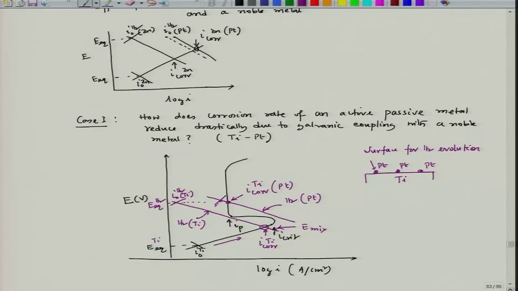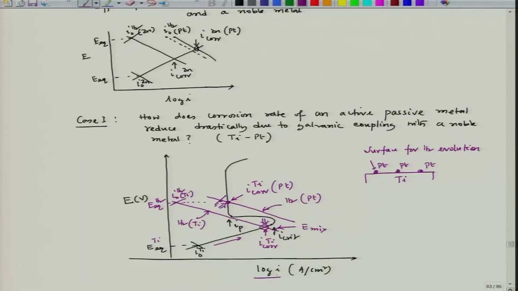I would definitely see that the corrosion rate when it was only titanium was at this location, and after having platinum on top of titanium surface, corrosion rate becomes at this location, in the passive zone. So, the corrosion rate decreases drastically because it is in the log scale.